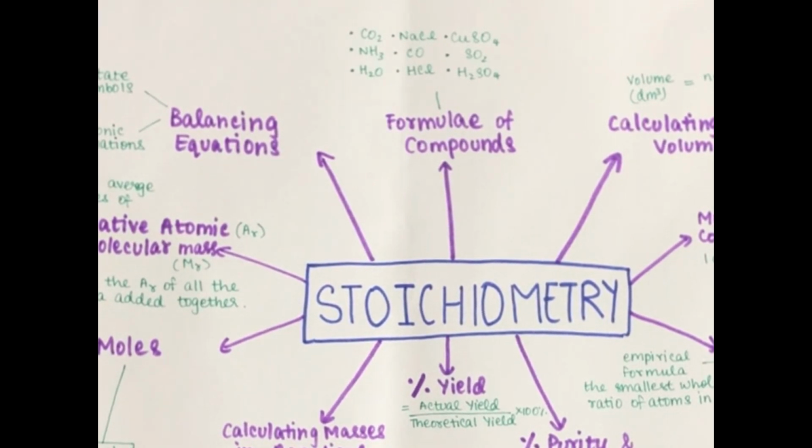So now you must know the definition of a molecular formula. The molecular formula of a compound shows the number of different types of atoms in one molecule. Some examples of formulae which would be important are carbon dioxide, which is CO2, NH3, which is ammonia, H2O, water, sodium chloride, NaCl, carbon monoxide is CO, CuSO4, copper sulfate, SO2 is sulfur dioxide, hydrochloric acid is HCl, and sulfuric acid is H2SO4.